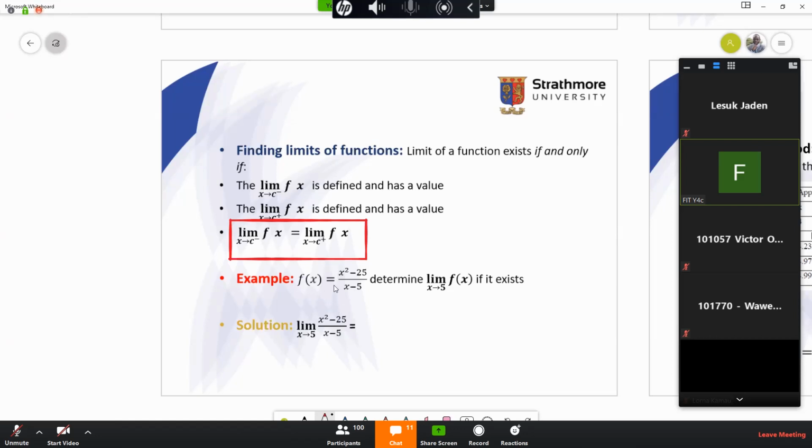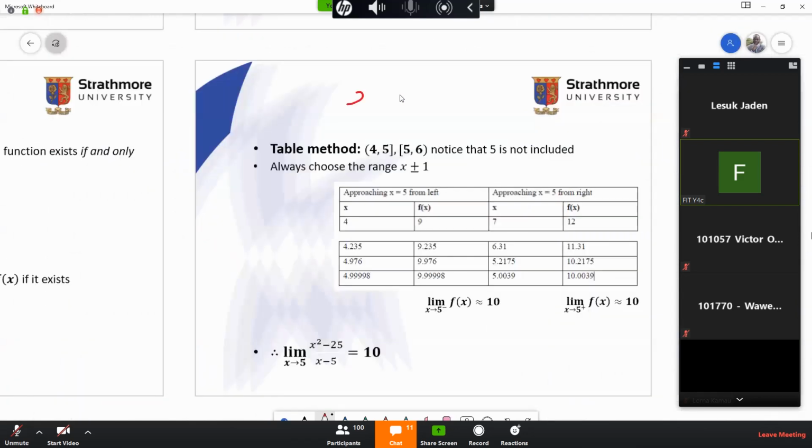So here is an example: a function x squared minus 25 divided by x minus 5. We are meant to determine the limit as x is approaching 5, if it exists. So how do you find that? We're asking ourselves, as x is approaching number 5, what is y approaching, or what is f(x) approaching? Which value does the function approach, as x approaches 5?